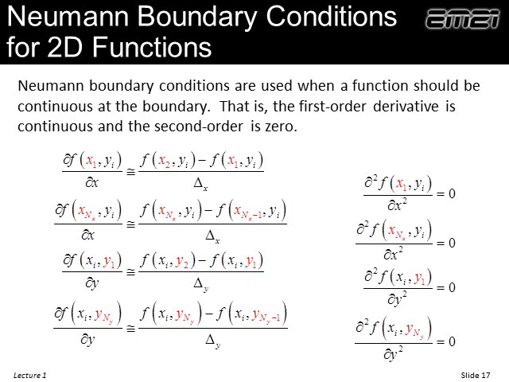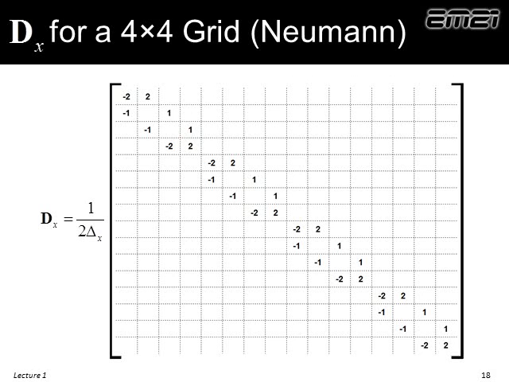So here's the Neumann boundary conditions described at the boundary. This would go with the previous set of slides where we did a similar thing with Dirichlet boundary conditions and periodic boundary conditions. Here's how we do the Neumann boundary conditions. And here's some examples of derivative operators using the Neumann boundary conditions. This is the first order derivative in the x direction for a 4x4 grid.